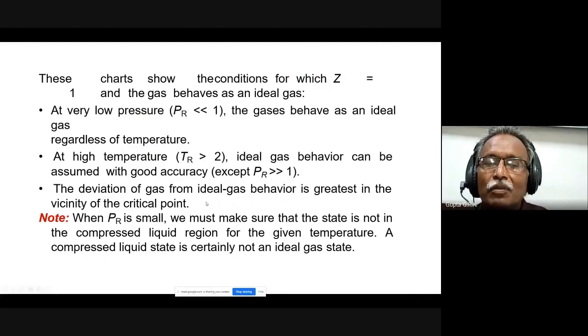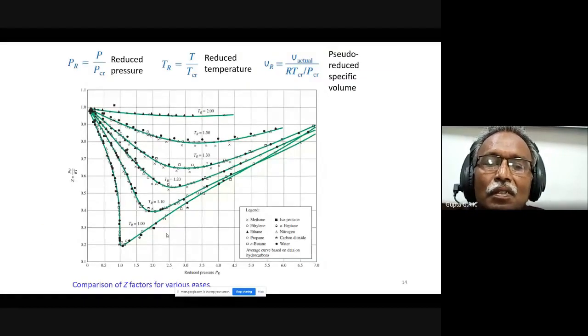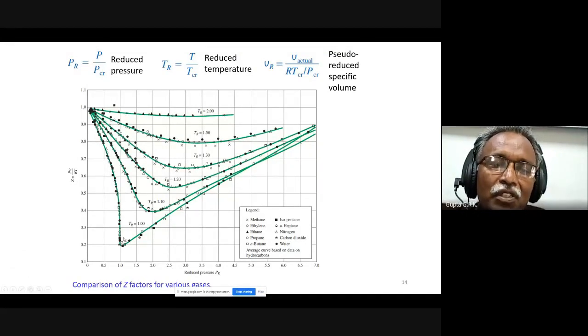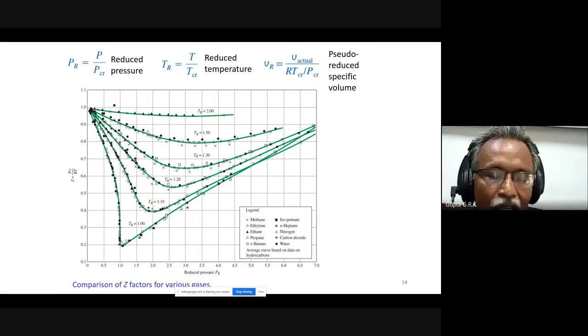The deviation of gas from ideal gas behavior is greatest in the vicinity of the critical point. So critical point means T_R equal to 1 and P_R equal to 1. T_R equal to 1 is this. So you can see when T_R equals 1, Z is quite away from 1. So the deviation from ideal gas is very, very high. I should never use the ideal gas equation under these conditions.